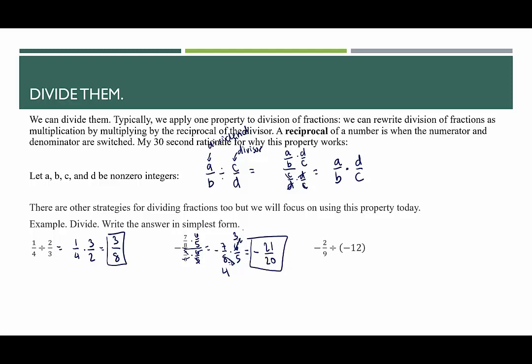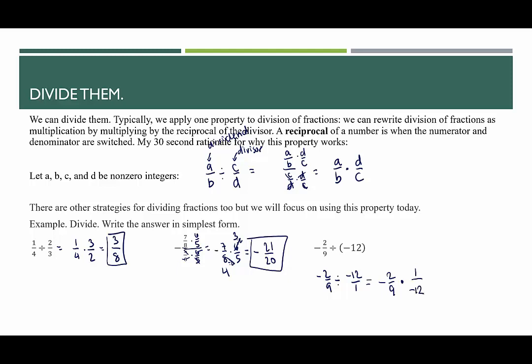Last up, we have negative 2/9 divided by negative 12. First, we need to rewrite negative 12 as an improper fraction. So we're going to say negative 2/9, still divided by, because I'm just rewriting it as negative 12 over 1. Now I'm ready to rewrite the division as multiplication by multiplying by the reciprocal. That would be negative 2/9. This one stays the same. We change it to multiplication, and this becomes 1 over negative 12.